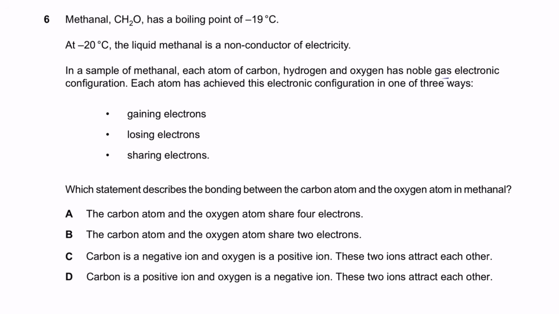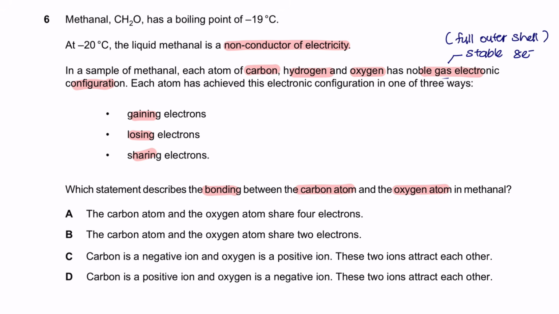Next, question 6. Methanol has a boiling point of negative 19 degrees Celsius. At 20 degrees Celsius, the liquid methanol is a non-conductor of electricity. In a sample of methanol, each atom of carbon, hydrogen, and oxygen has noble gas electronic configuration. Noble gas electronic configuration means that the outer shell is complete, with 8 electrons. Each atom has achieved this electronic configuration in one of these 3 ways: gaining, losing, and sharing. Which statement describes the bonding between the carbon atom and oxygen atom in methanol?